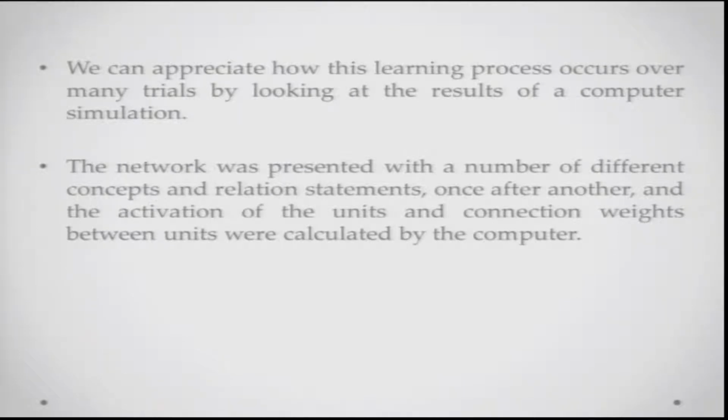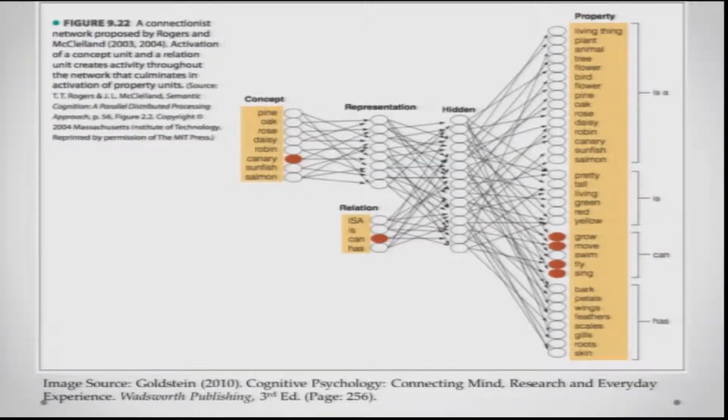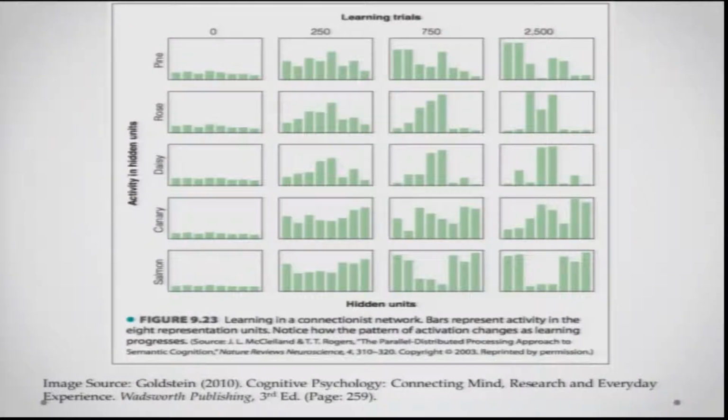We can have a look at this learning process and how it occurs over many trials by looking at the results of a computer simulation. The example I am going to take is one where a network was presented with a number of different concepts and relation statements one after the other, and the activation of the units and connection weights between these things were calculated by the computer. So, this is a typical example of the connectionist network, and here is basically what is happening trial after trial.